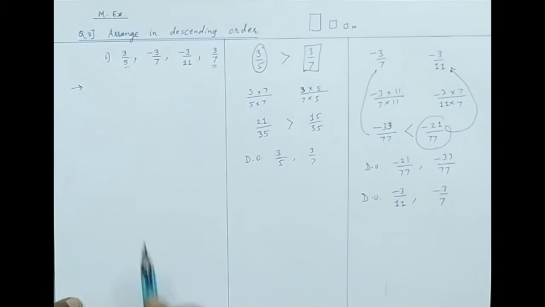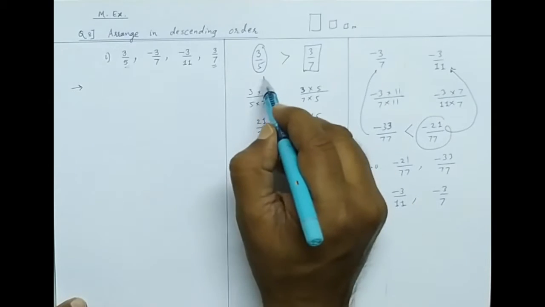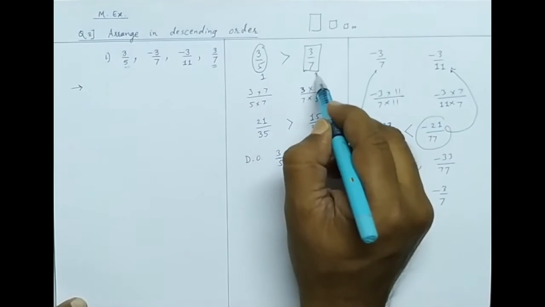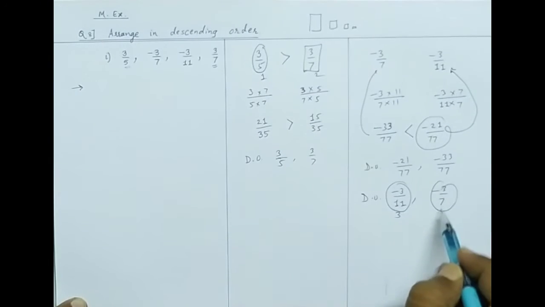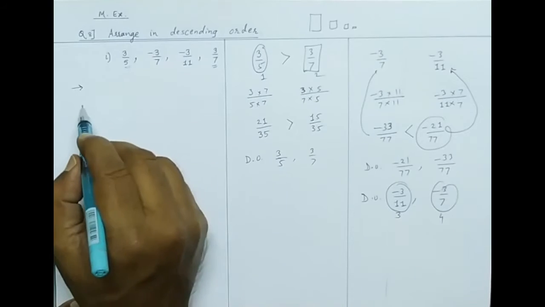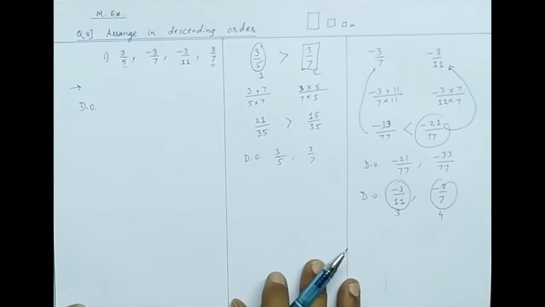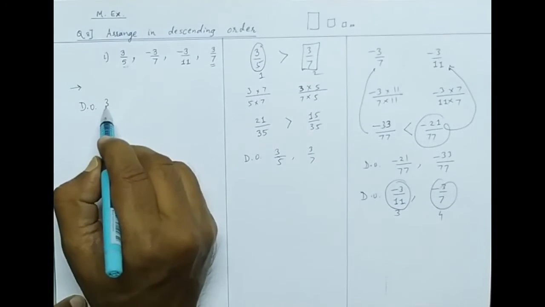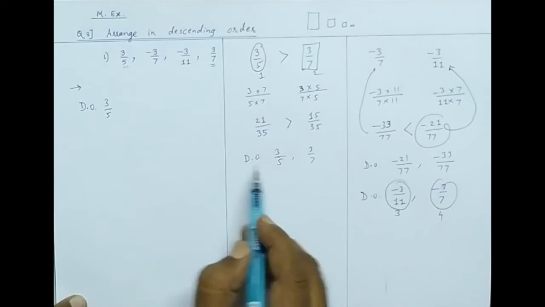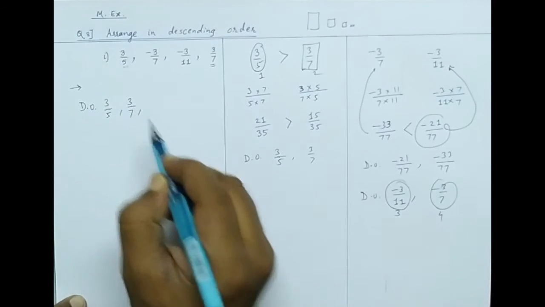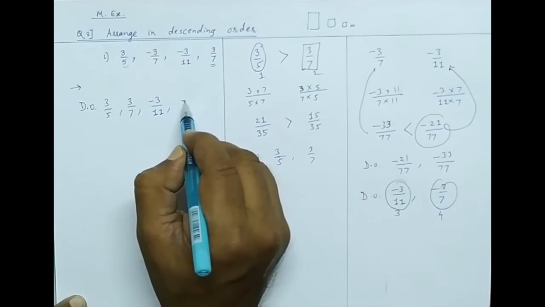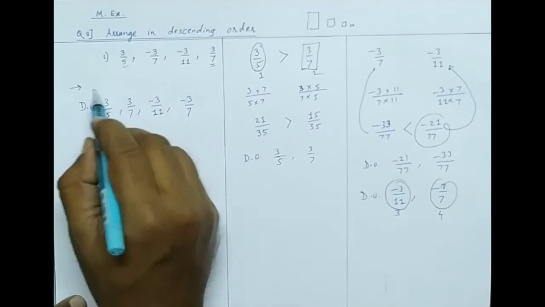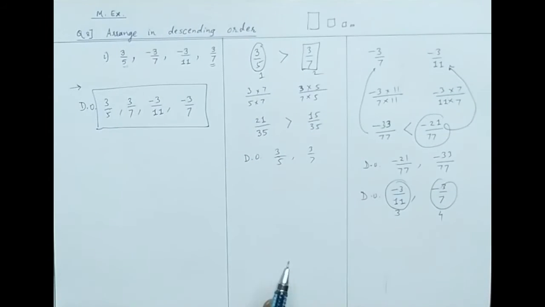So in descending order, we can write the first number this, then the second number this, then the third number this, then the last, fourth number this. So we can write the descending order of the given question. First, 3 by 5 is the greatest value, then 3 by 7, then minus 3 by 11, then minus 3 by 7. So the given numbers in descending order is this. We'll go next.